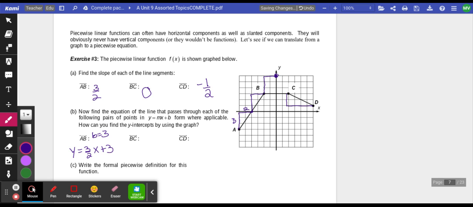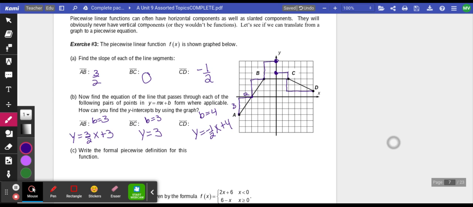BC goes through the y-axis at 3. So the y-intercept is 3 and it has a slope of 0. That means BC is the equation y equals 3. CD had a slope of -2 fourths or -1/2. So I'm going to do the reverse: up 1, left 2. So CD has a y-intercept of 4. That means it's the equation y equals -1/2 x plus 4.